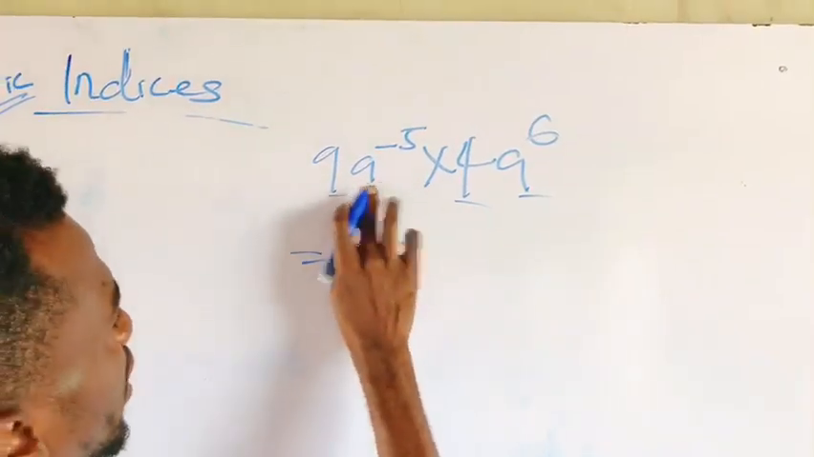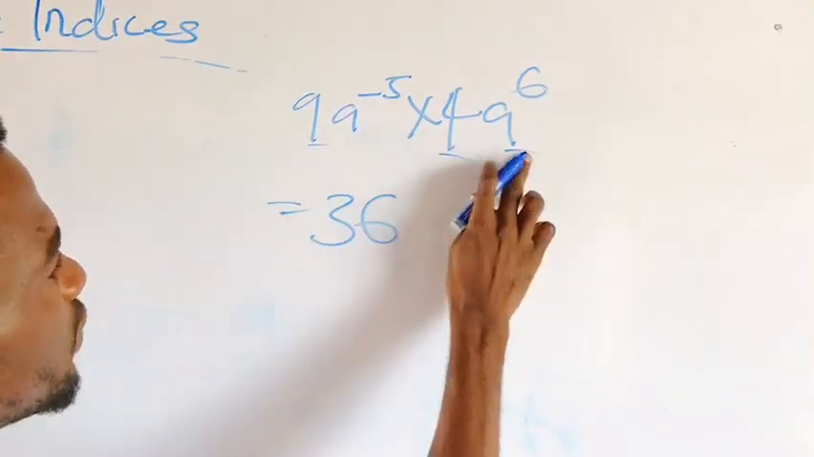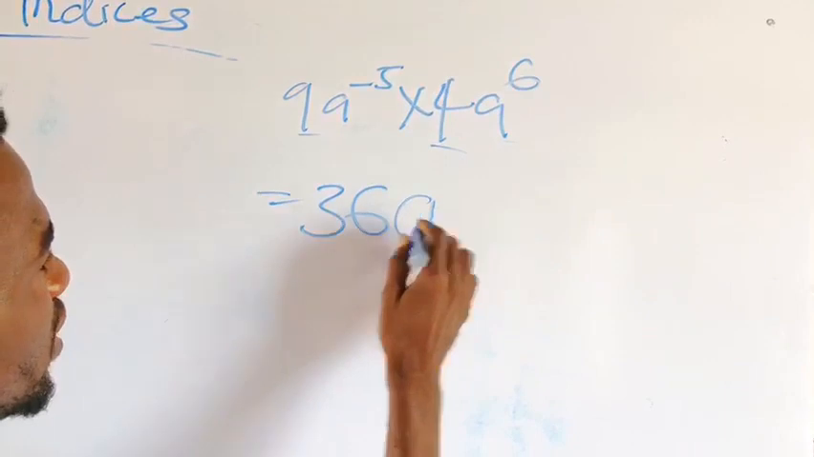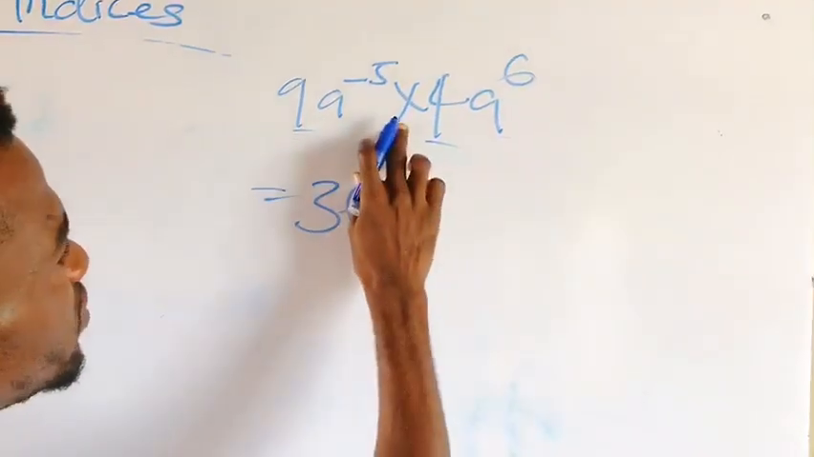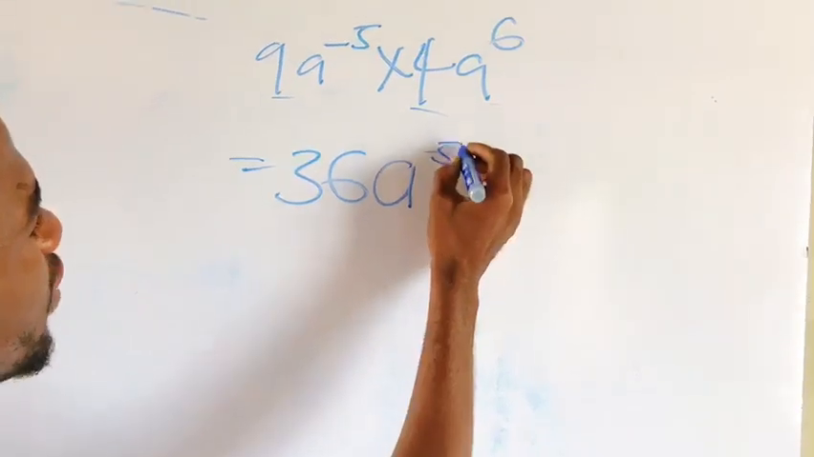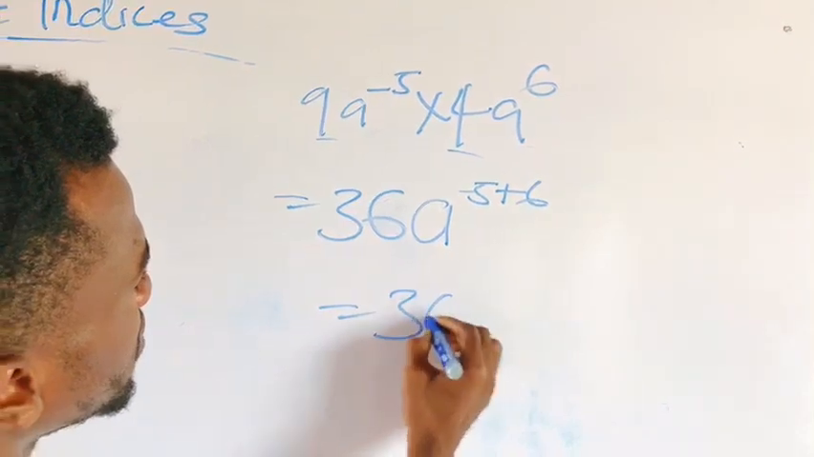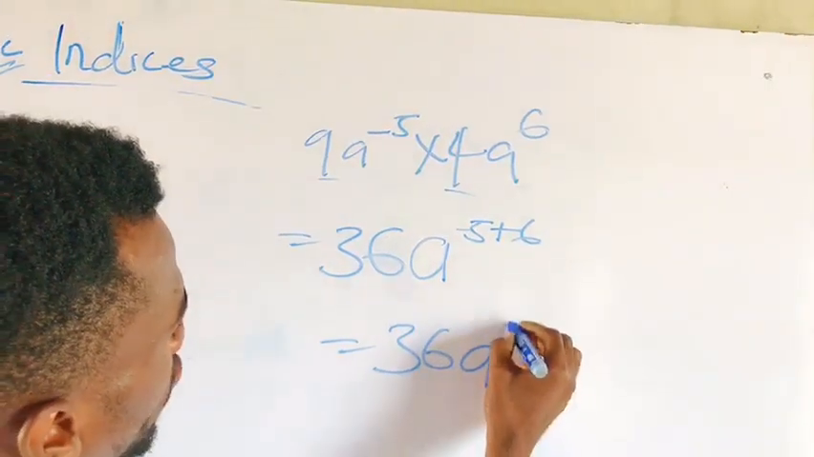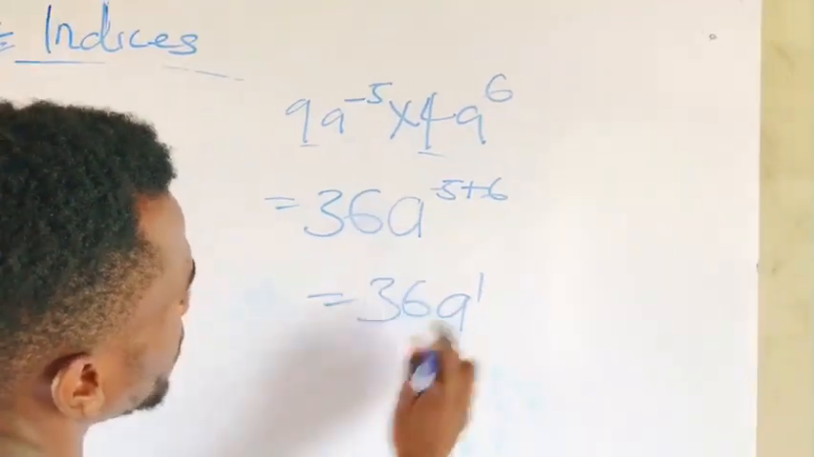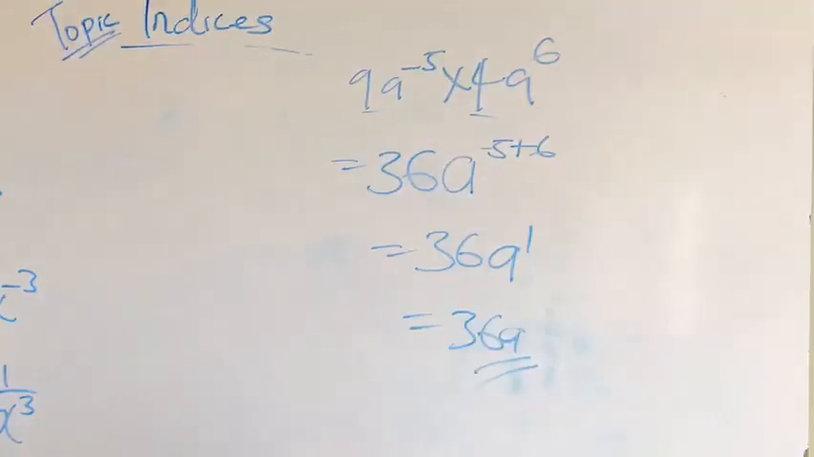Now this is a raised to the power of minus 5. This is a raised to the power of 6. They both have the same base. So I'm picking one of the a's, then I'm adding the powers since I'm having multiplication here. So I'll have minus 5 plus 6. So this is equal to 36a raised to the power of what? 1. Minus 5 plus 6 is 1. So I'm having 36a. This is what I'm having.